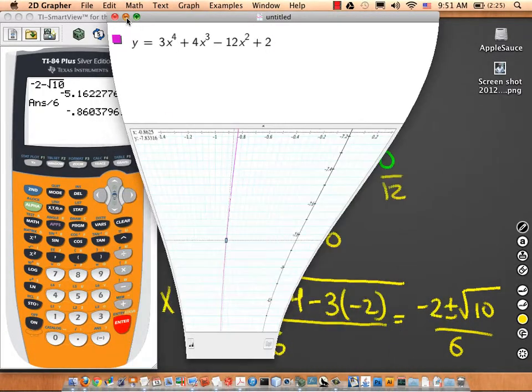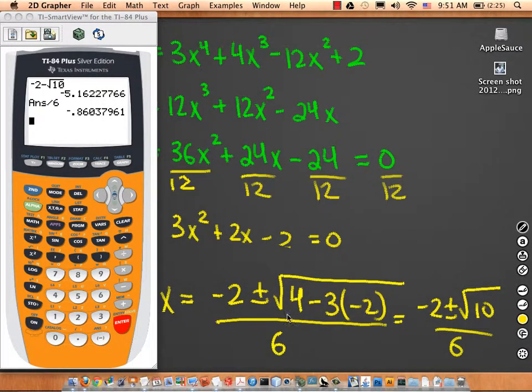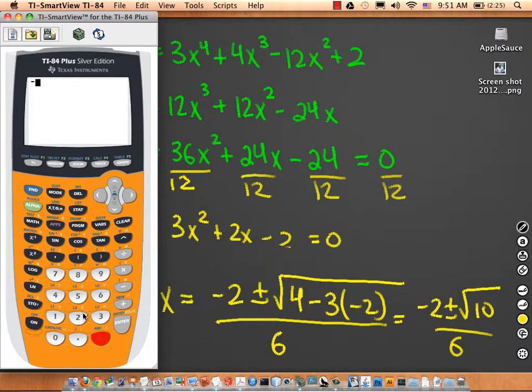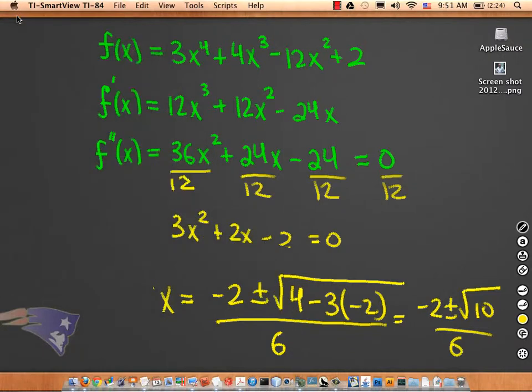Where's the next one? Negative 2 plus square root of 10. So what do we get there? 0.1937. Yes. That's exactly right. So plus square root of 10. I'm going to hit enter. Divided by 6. And so we get 0.1937. And that's your other point of inflection. Okay? So far, so good? So what you tell me, what are points of inflection? Where concavity changes, right.